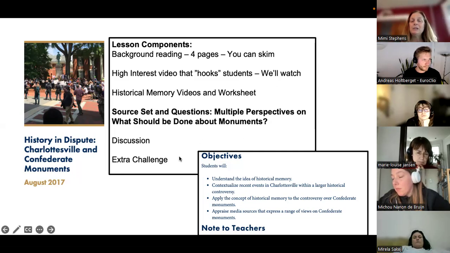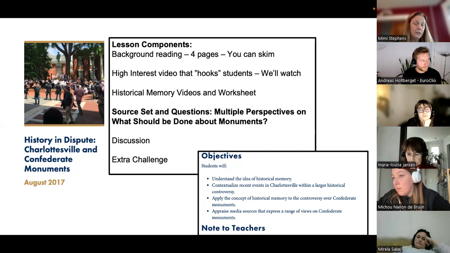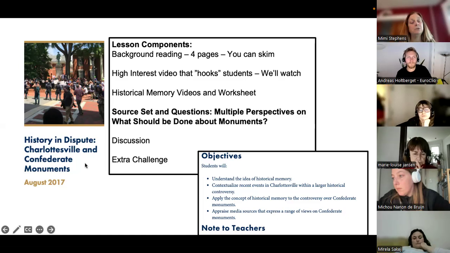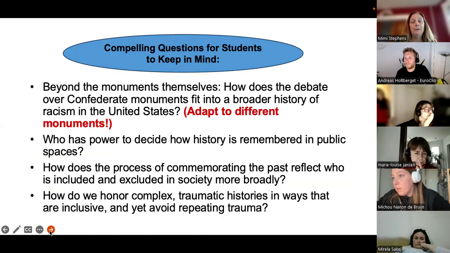And then the lesson is really built around this source set and some questions that go with the sources. And the sources are going to give students multiple perspectives on what should be done about the monuments. And then you can have the kids read these different source sets, answer the questions, have some discussion, and then there's an extra challenge piece, which I'll show you. And of course, like all Choices lessons, we give you very clear objectives for the lesson. We do some step-by-step work.